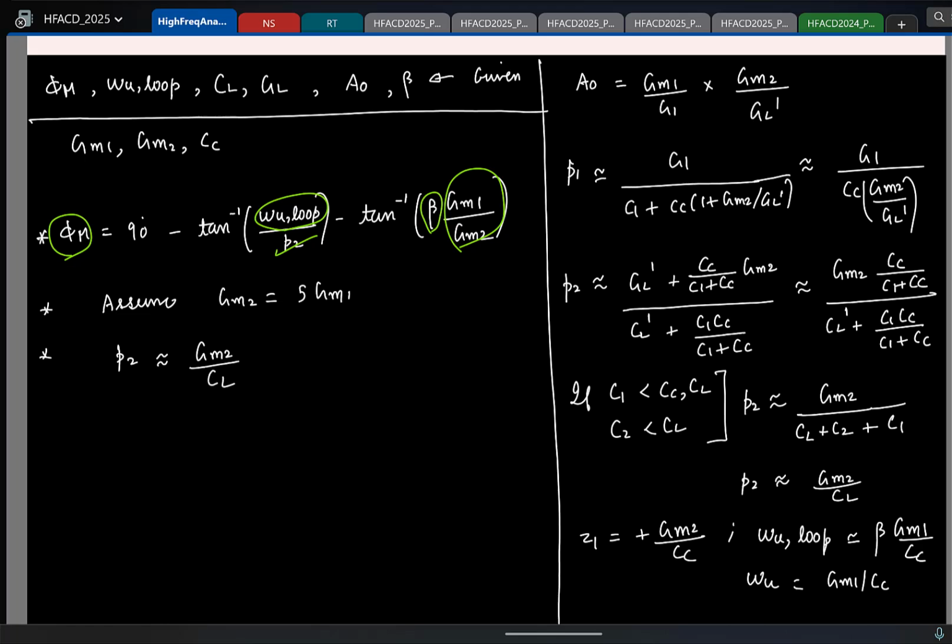I know now the value of P2. I know CL. Now I can find GM2. So this gives me GM2 straight away. And once I know GM2, what can I find immediately? GM1, because you assume GM1 to be something times GM2. The way I assumed, GM1 is GM2 by 5. So essentially I know GM2, I know what is 5, so I can find GM1.